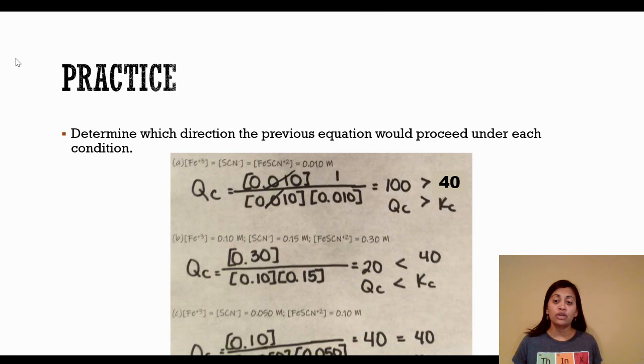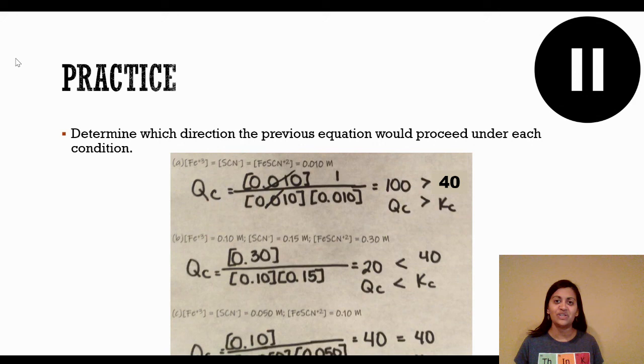So this was the work that we just did. Go ahead and label each one of these in terms of which one is going to favor the forward versus the reverse reactions. So pause here and go ahead and do that.